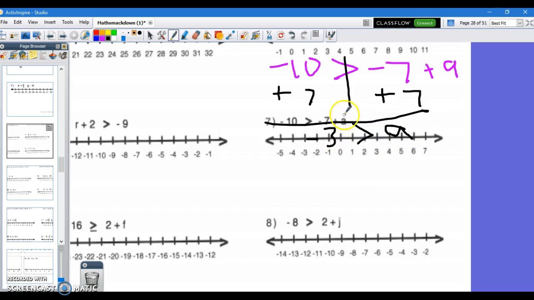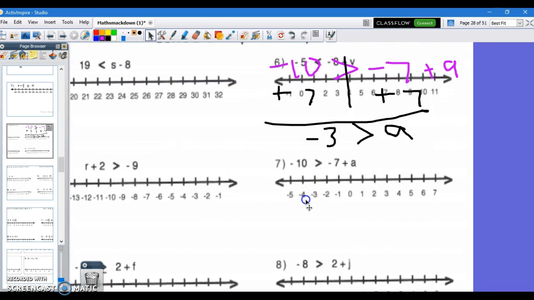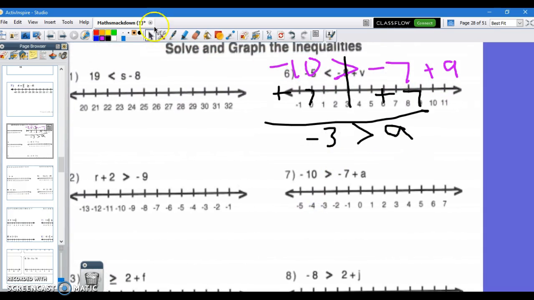So my solution is going to be, my answer is going to be negative 3 is greater than a. Now, to get the solution, negative 3 is greater than a. What we need to do, remember, circle where your answer is. It's negative 3. Okay? Look at the digits that are beside your negative 3. I have a negative 4 and a negative 2. Substitute those for a. Negative 4 and negative 2.